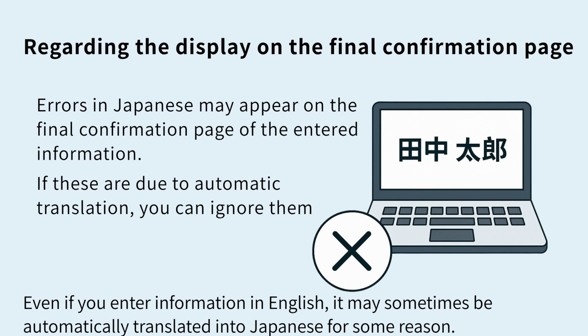On the final page where you review your entered information, even if you typed in English, it may be automatically translated into Japanese for display. Sometimes incorrect kanji characters may appear. This is due to the translation feature. As long as the information was correctly entered in English, there is no problem and you can simply ignore the translated display.